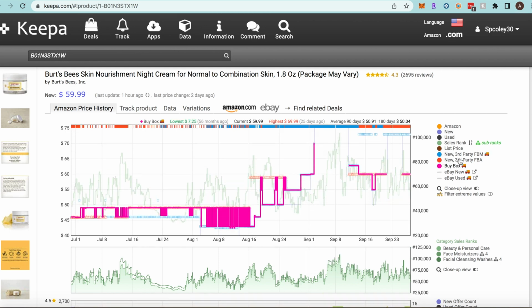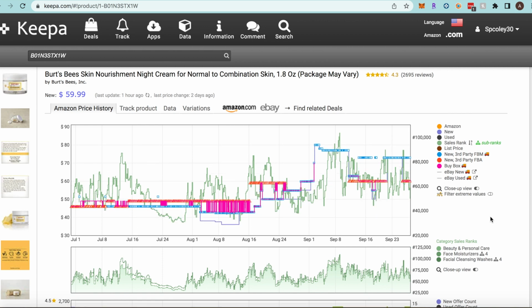The other two that we can look at for sales history is the orange triangles or the third-party FBA sellers. And then we can also look at the blue squares, which is the third-party FBM sellers, so the people shipping themselves, not through Amazon's fulfillment centers. But we can see that the FBA sellers are consistent with the buy box, which means you probably want to sell this product FBA because those are mostly the ones getting the sales.